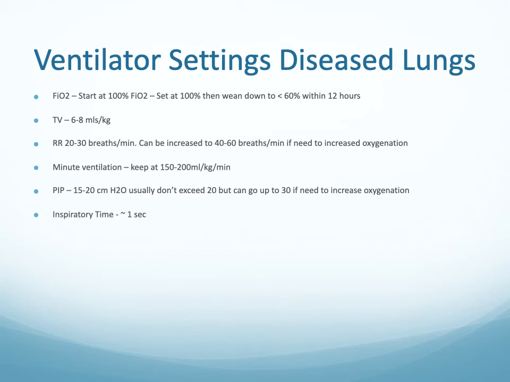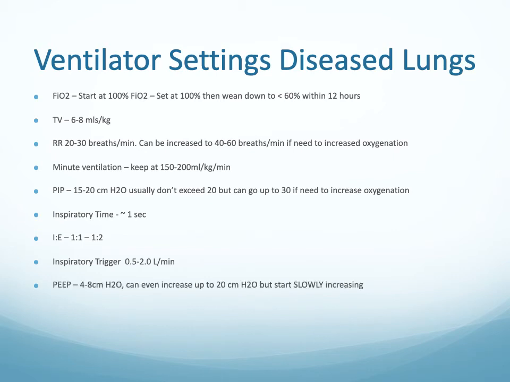Again, inspiratory time will be 1 second, but because we've increased our respiratory rate, your IE ratio may be closer to 1 to 1 or 1 to 2. Inspiratory trigger, again, keep it at about 1, but you can adjust, and it's normally between 0.5 and 2 liters per minute flow rate.